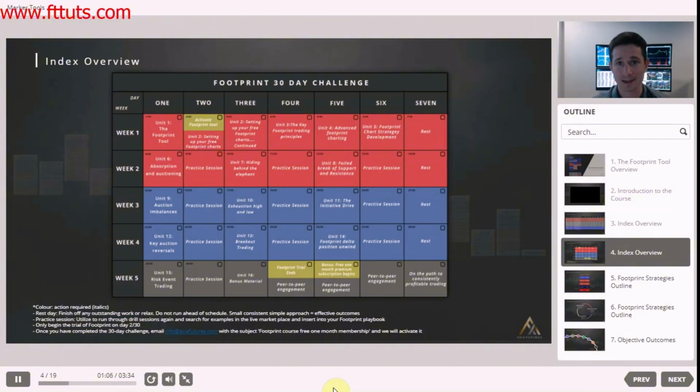Just like athletes have to take time off and allow their bodies to recover, it's the same with trading. You have to allow your mind to recover. You have to allow your mind to absorb the information it's taken in.